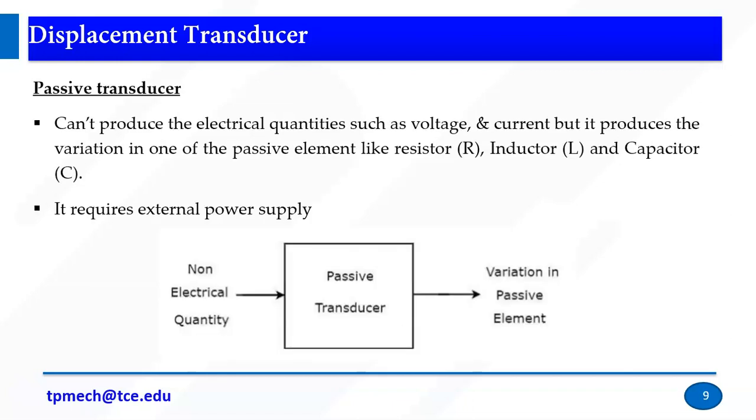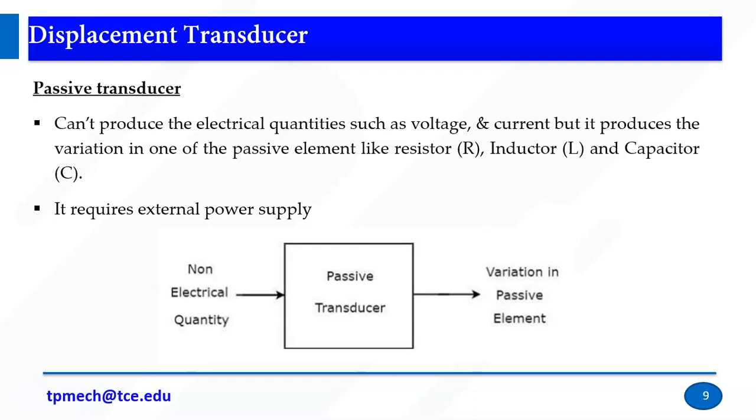So the next type is passive transducers. So we know an active transducer gives an electrical quantity like voltage and current, but a passive transducer won't give an electrical quantity directly. It gives it in an indirect form. That's why we say passive. Indirect form means it may be resistor, inductor, or capacitance. So it will give the variations: resistor variance, inductor variance, and capacitor variance.